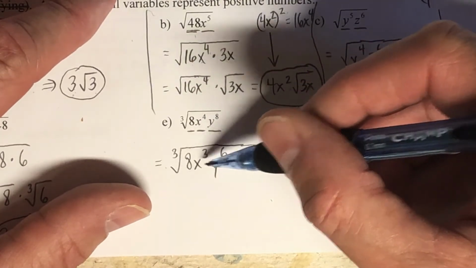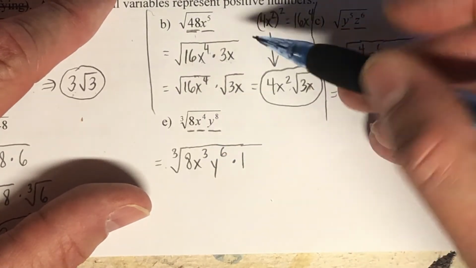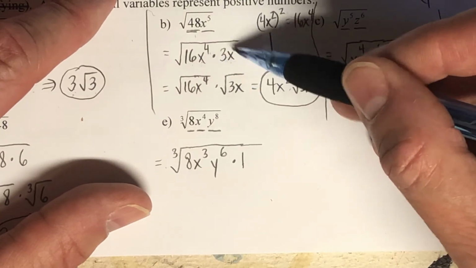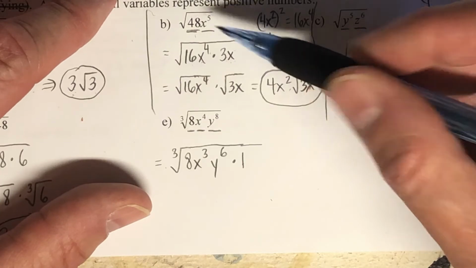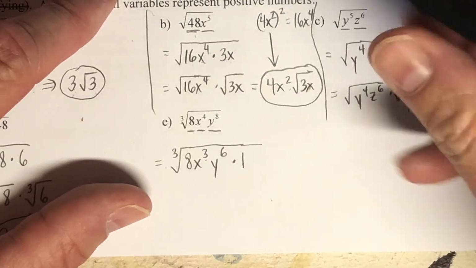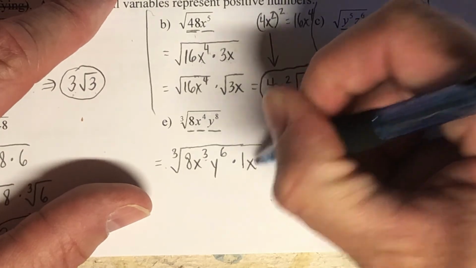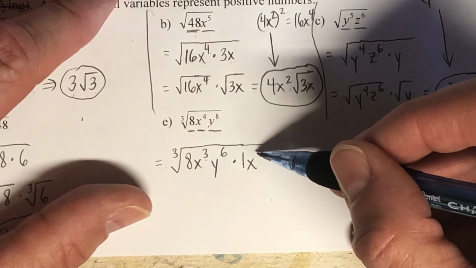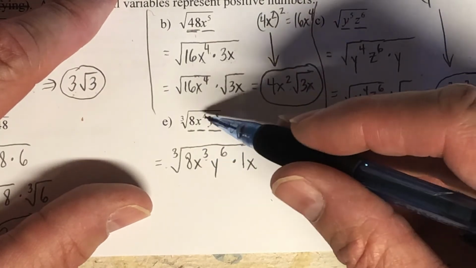How about x to the 3rd and y to the 6th? Remember, just like up here, you've got to find the right exponent that adds to the current exponent to make it equal to the exponent up here. 3 plus what is equal to x to the 4th? Again, it's got to be the same variable, so I bring the x down, but it's going to be x to the 1st, right? 3 plus 1 is 4.